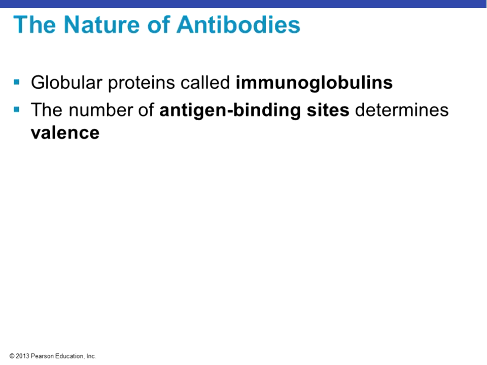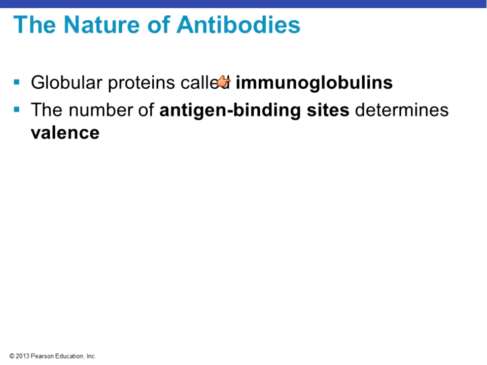So the first thing we'll talk about are antibodies. Antibodies, remember, are made by B cells. Another name for these globular proteins is immunoglobulins. The number of antigen-binding sites determines the valence. There are 5 different classes of antibodies: IgG, IgE, IgD, IgM, and IgA.